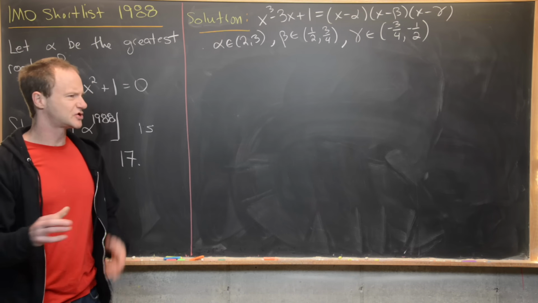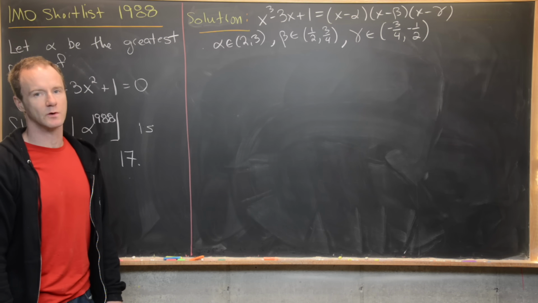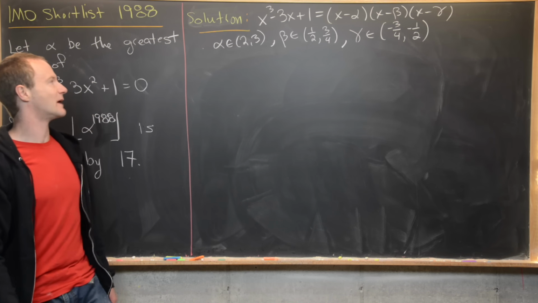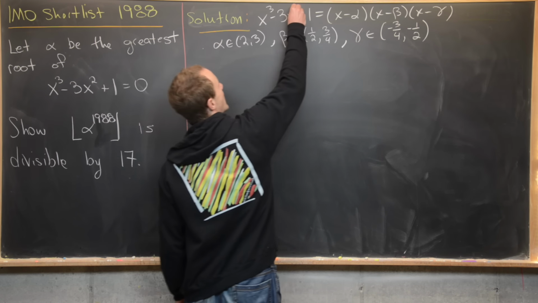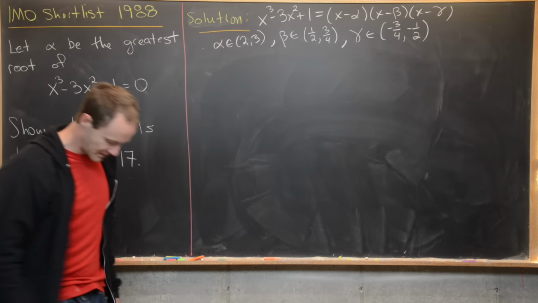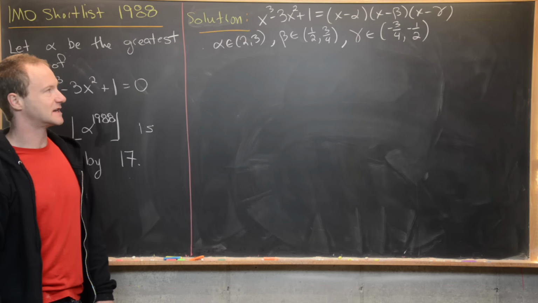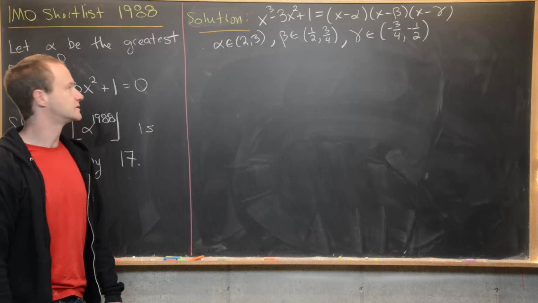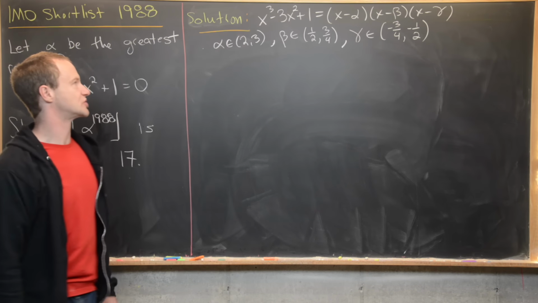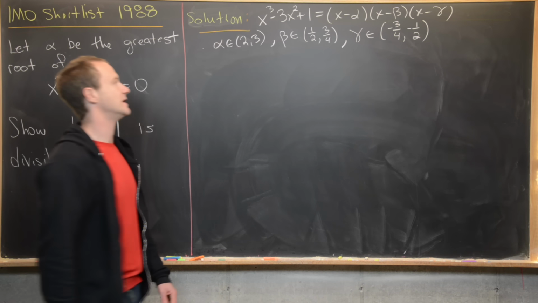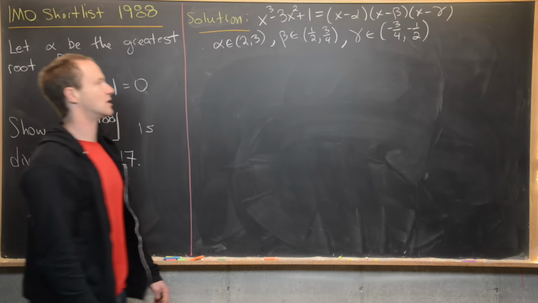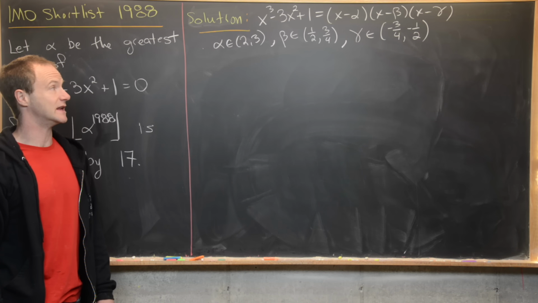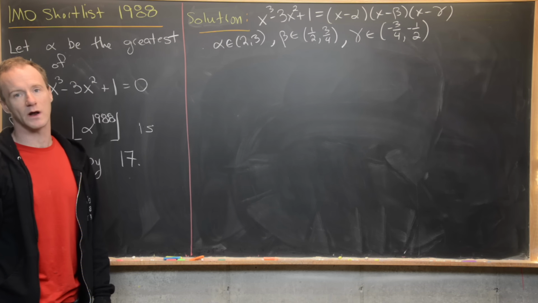Okay, so we did a bunch of hand calculation on the last board. We ended up with the fact that we can factor x³ minus 3x squared plus 1 as x minus alpha times x minus beta times x minus gamma. Alpha, beta, and gamma are the roots. Alpha is the largest one. It's between 2 and 3. Beta is next largest. It's between 1/2 and 3/4. And finally, gamma is between -3/4 and -1/2.